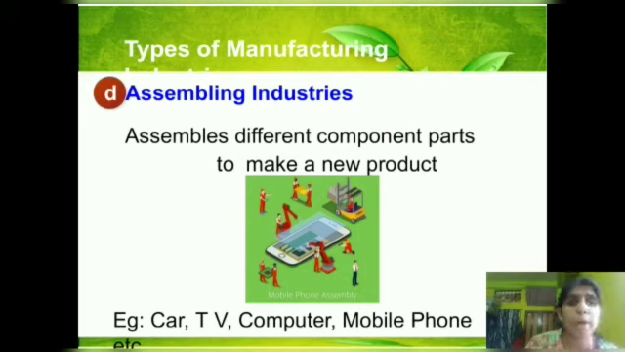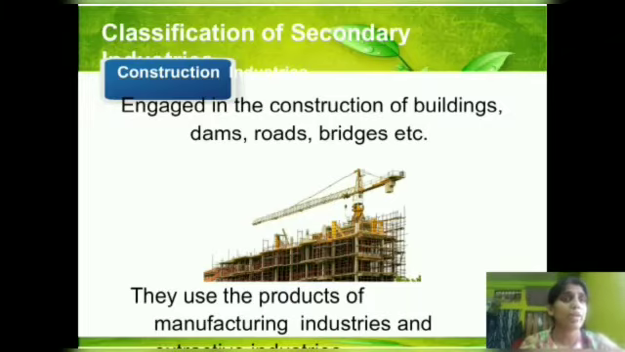Same way, please remember, automobile companies never manufacture all the parts at one place. It is scattered into different places. They collect all the parts from different places and then make the particular car or TV or computer. So all these, car, TV, computer, mobile phones, fall under the assembling industry, where the components are assembled to make a new product. Understood the 4 types of manufacturing industry. Again, I summarize. The first one was analytical, the second one was synthetical, the third one was processing, and the fourth one was assembly.